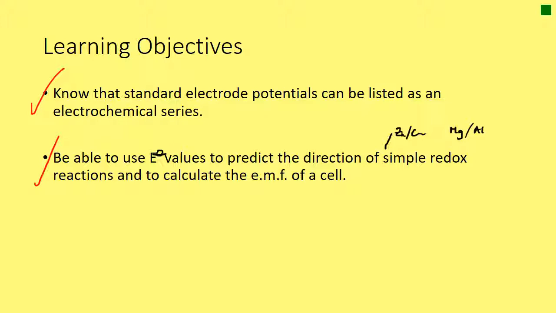And the second learning objective was to be able to use the standard E-values. We wanted to be able to use them to predict the direction of simple redox reactions, and I think we did, if you remember, we did the zinc copper example, and we did the magnesium aluminium example, and we also used the anti-clockwise rule to calculate the EMF of a cell. So we're okay on the second learning objective as well. So I hope that was clear, and I'll see you in the next video lesson.